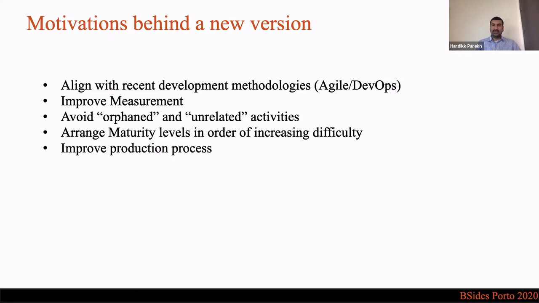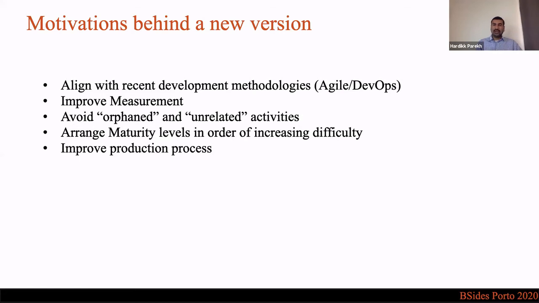The third reason was some structural changes in the framework which we wanted to make. In 1.5 and predecessor versions of SAMM, we had not intentionally, but we had designed it in a way where certain security activities were orphaned and unrelated. For example, code signing. There was nothing at level 1 or nothing at level 3, but at level 2, it would say do code signing. So there was no direct relation between levels 1, 2, and 3, and that activity felt like an orphan. We wanted to address that aspect.